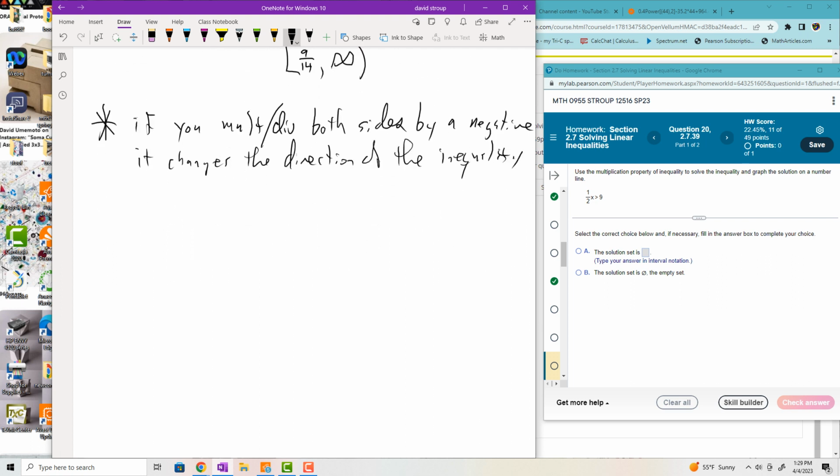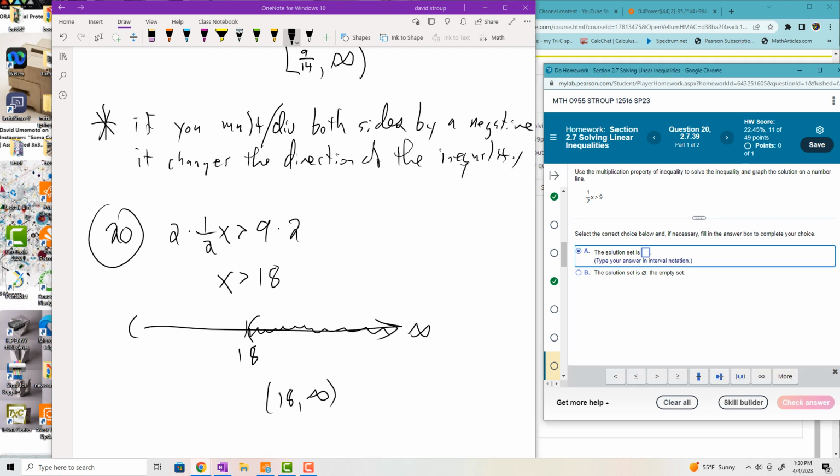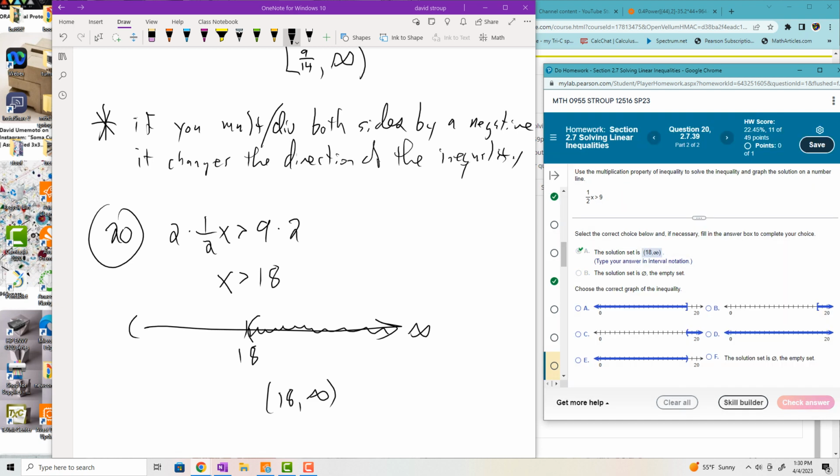Okay. Number 20, this doesn't happen. So number 20, we have 1/2 x greater than 9. So I'm multiplying both sides by positive 2, and you'll end up with x greater than 18. So we're good there. So here's our number line. Anything above 18 all the way to infinity, open parentheses. Whoops. Yeah, it's open parentheses. Okay, so 18 all the way to infinity. There we go. And the number line.